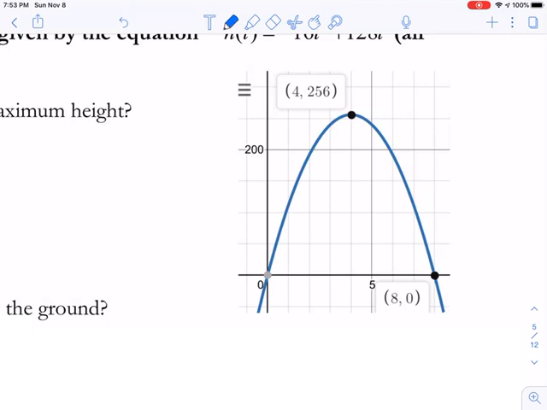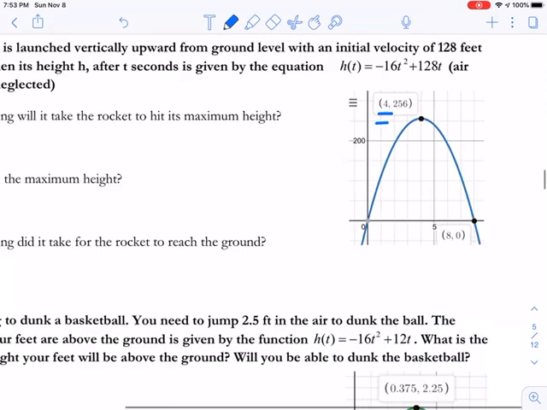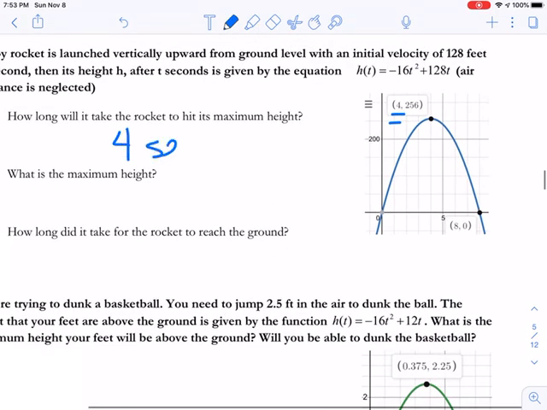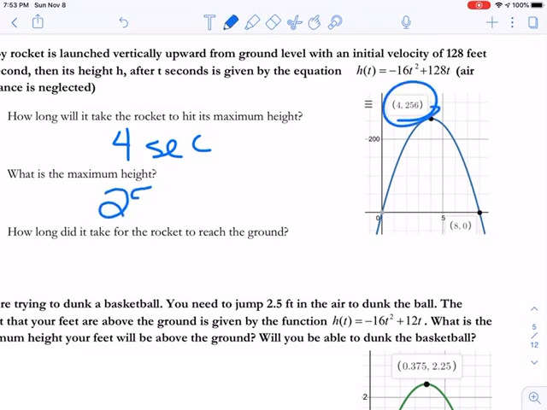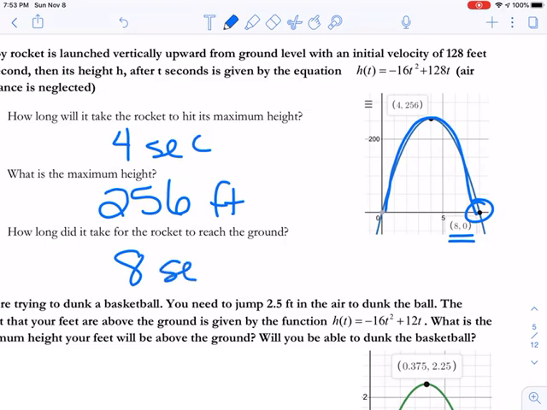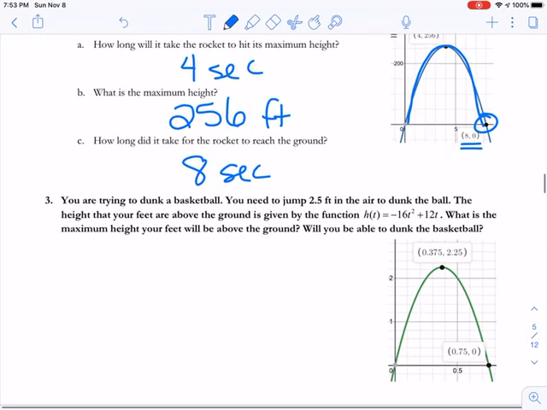Well, again, maximum and minimum, those always occur right at the vertex. So the amount of time, 4 seconds. The maximum height itself, well, how high does it get at that vertex? 256 feet. And then how long does it take to reach the ground? Okay, well, if it's reaching the ground, it's going to have a height of 0. So how many seconds did it take? 8 seconds to reach the ground.